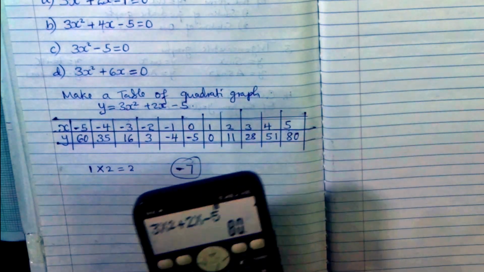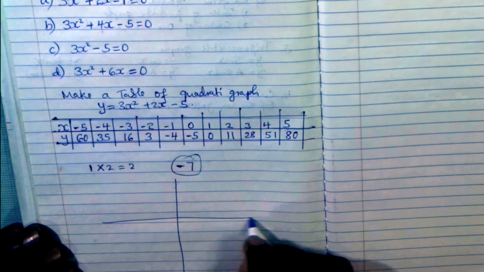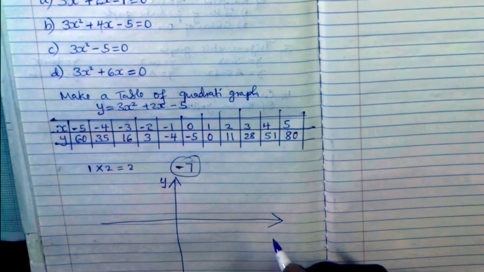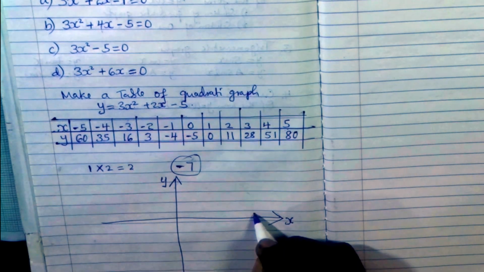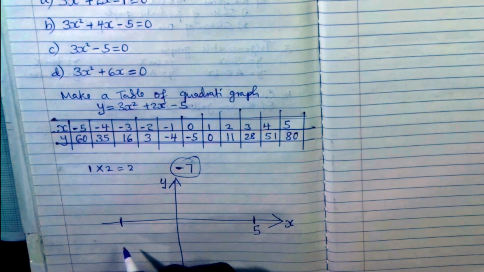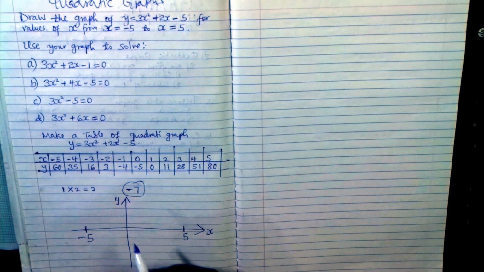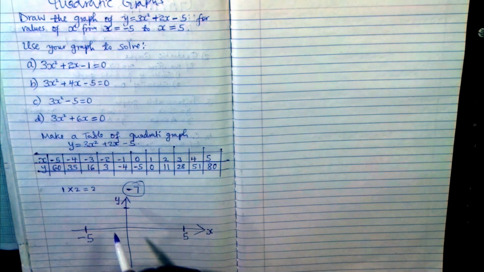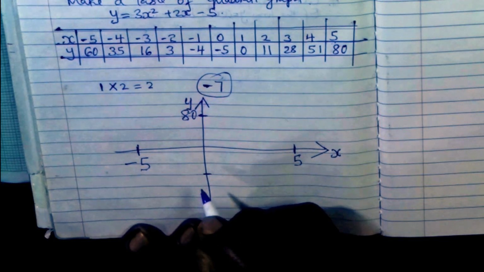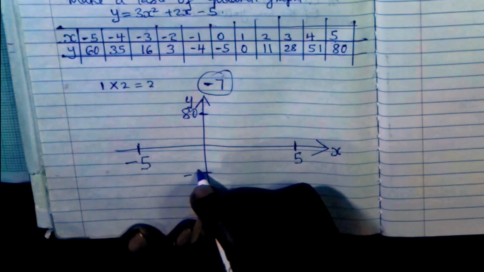Before we start drawing, we draw the Cartesian plane. We have the y-axis and x-axis. The maximum value for x should go up to 5, and the minimum value up to minus 5. Then for the y-axis, the maximum value goes up to 80, and the minimum value up to minus 5.